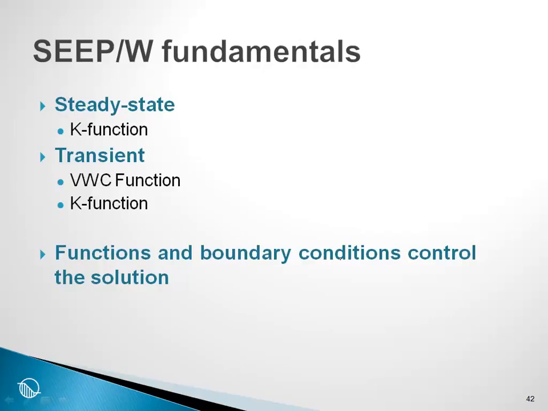But as we have shown several times, in order to get a good conductivity function, we estimate it from the volumetric water content function. And if it's a transient analysis, as we have demonstrated, we must have a volumetric water content function, and then we usually estimate the conductivity function from the volumetric water content function. The functions and obviously the boundary conditions are what control the flow solution.